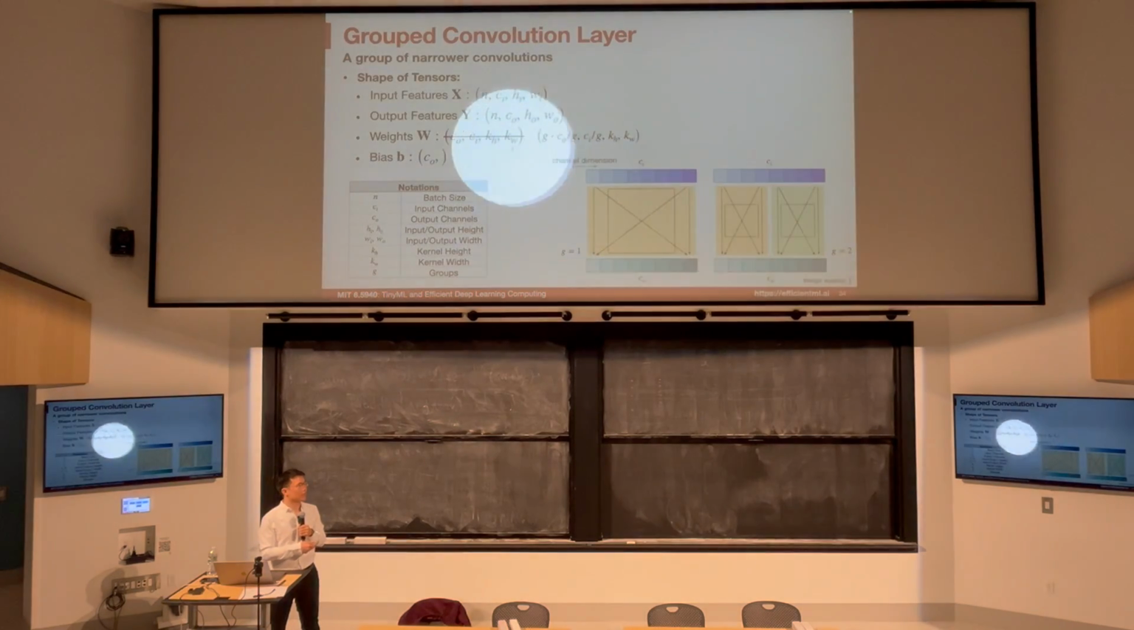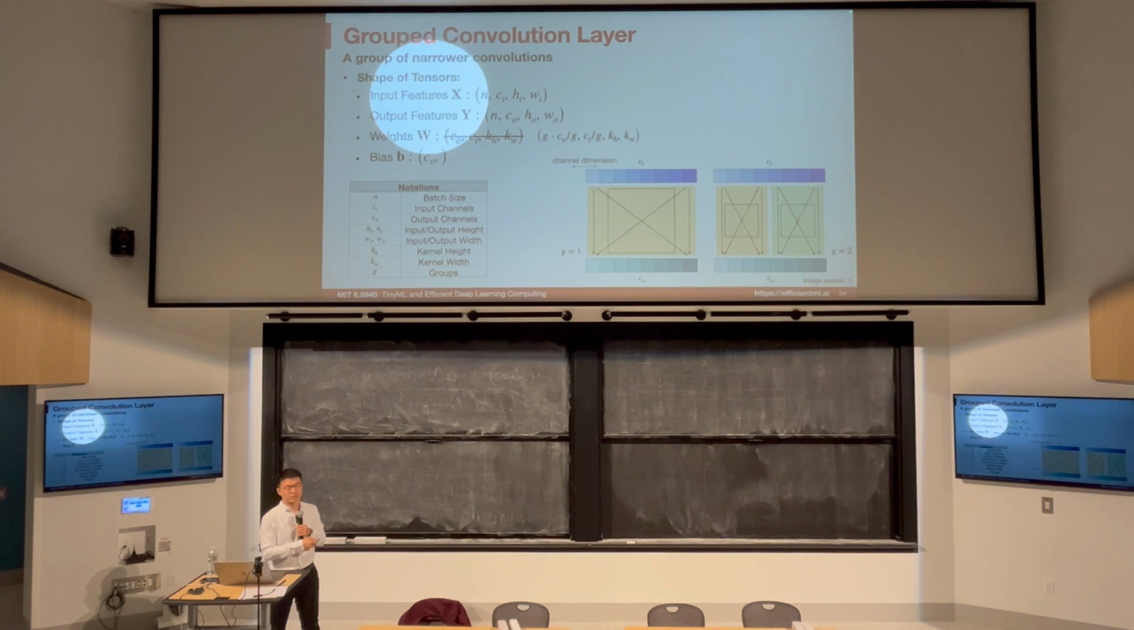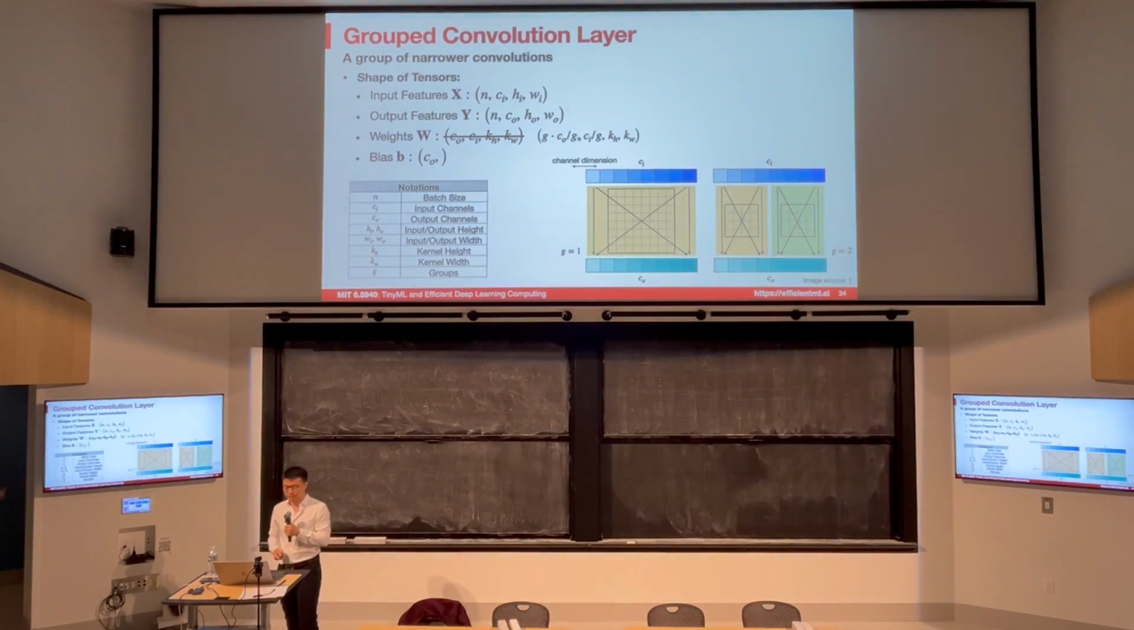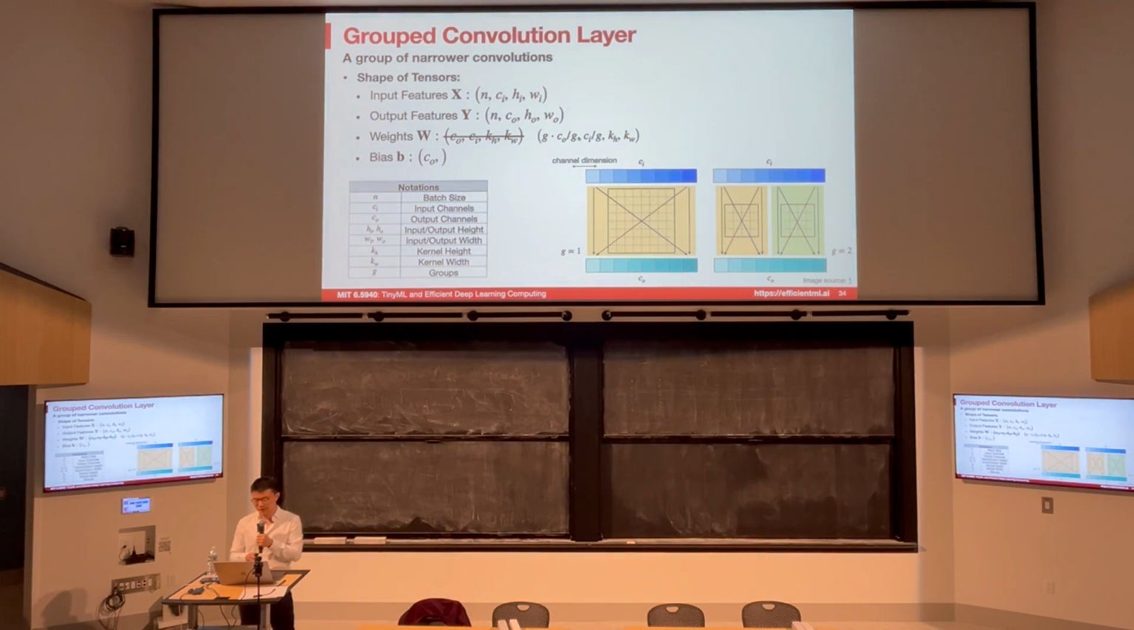The feature map doesn't change, stays the same as before. But the number of weights will be g times smaller. So C_O will be divided by g, and C_I will also be divided by g. And we have g such filters. Therefore the total amount of weights is reduced by g. So that's the group convolution layer.